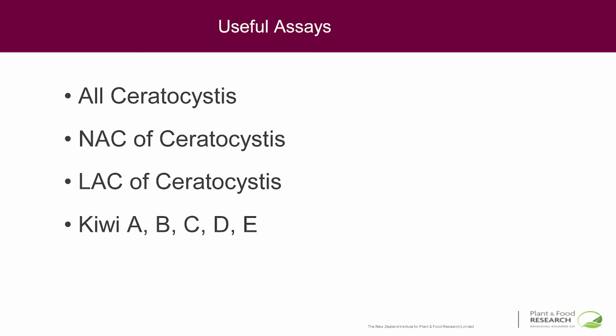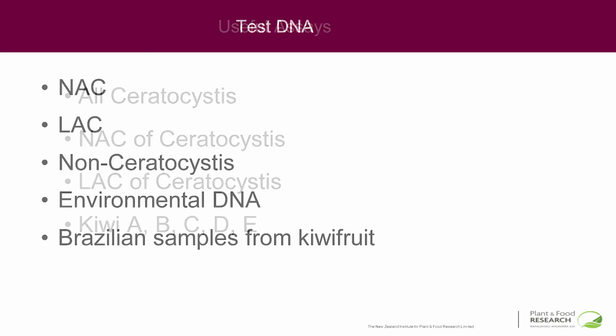So what assays have we got? We've got one, in fact a couple, for all Ceratocystis. This is in addition to what we've heard previously from a previous speaker. But we've also got some assays for the North American clade, and one that we believe is specific also for the Latin American clade. The assays that we would like would be for all these different kiwifruit isolates, but we haven't got ones for those. We've got one for A and C. We're still looking to see if we can do something for B, D and E.